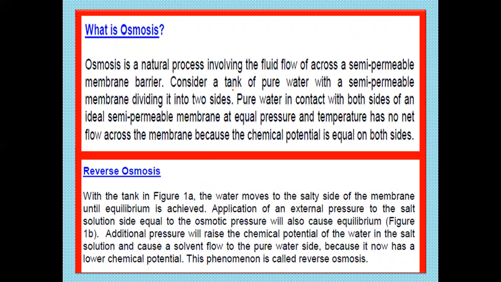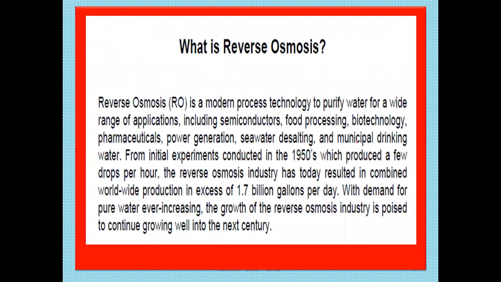The same thing. Consider a tank of pure water divided into two sides by a semi-permeable membrane. Pure water in contact with both sides of an ideal semi-permeable membrane, at equal pressure and temperature, has no net flow across the membrane because the chemical potential is equal on both sides. Right?